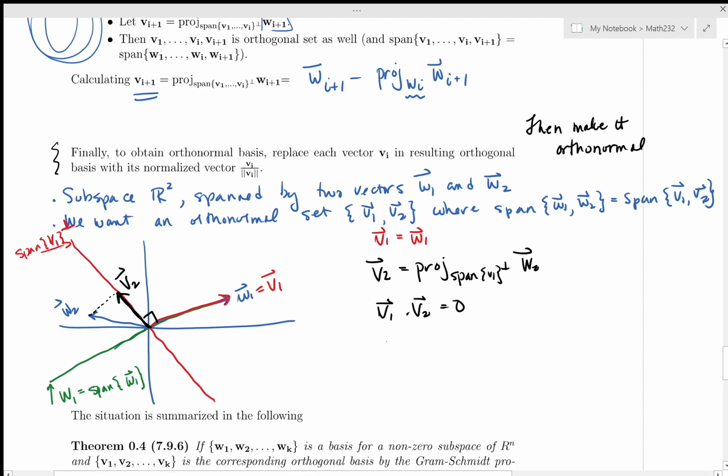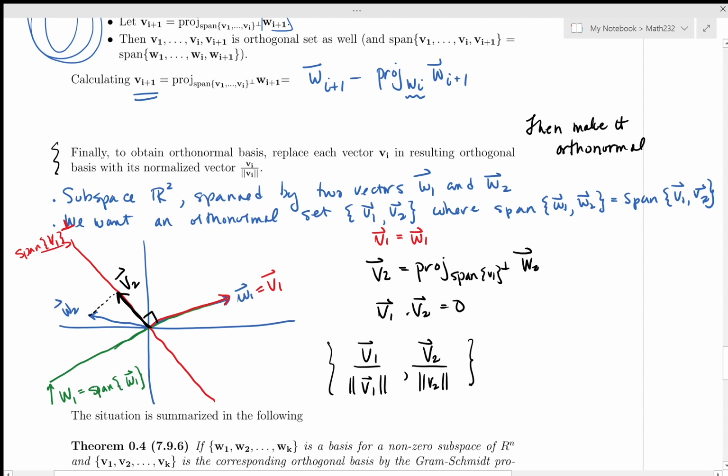Now what I do, if I want to get my orthonormal set, is I take V1 and divide it by the norm of V1, and then I take V2 and divide it by the norm of V2. That gives me an orthonormal set. Okay, that's it. That is really the process.